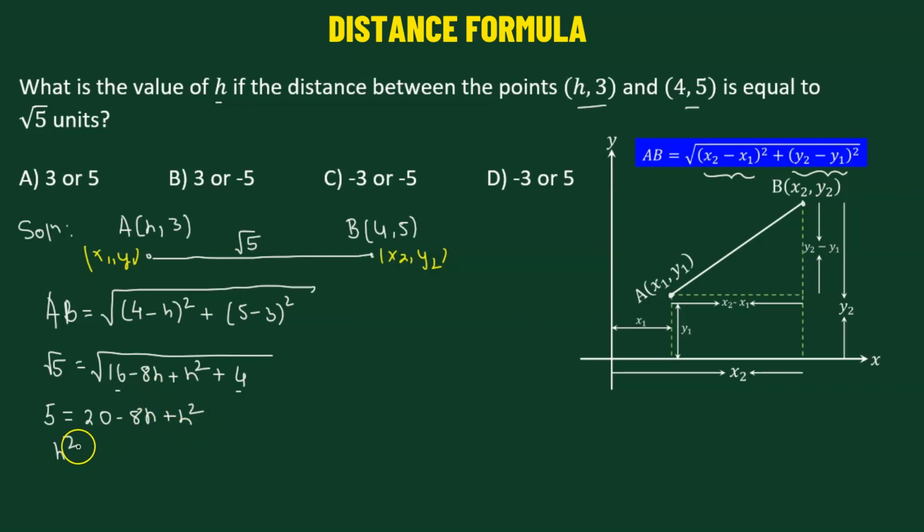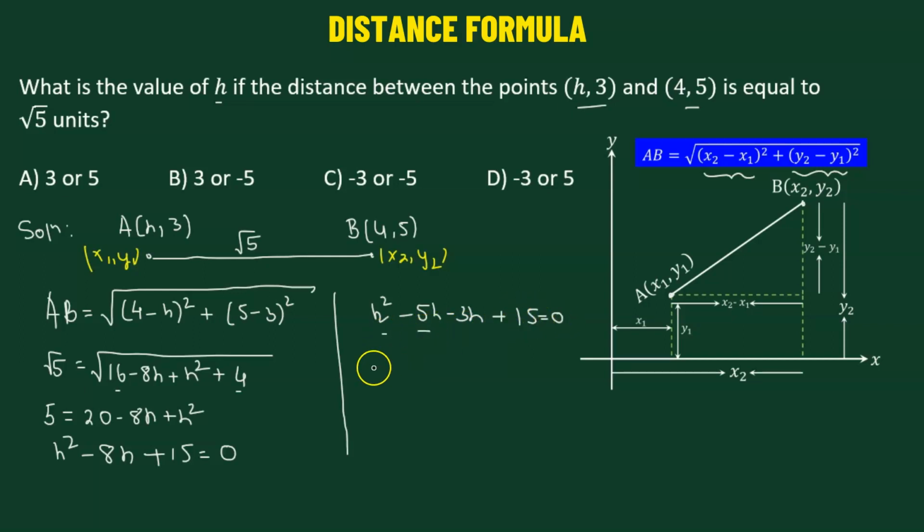Rearranging the terms, we get h squared minus 8h. Now 20 minus 5, that's going to be 15. So this will be equal to 0. This is a standard quadratic equation which you can solve to find the value of h. So we're going to split the middle term. We have h squared minus 5h minus 3h, so we have split the middle term into 2 terms, negative 5h and negative 3h, plus 15 equals 0.